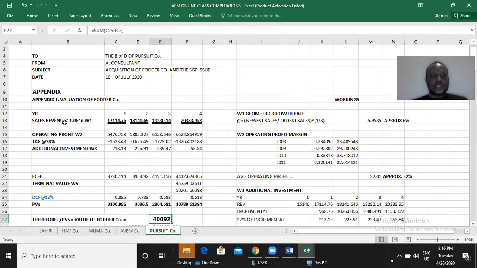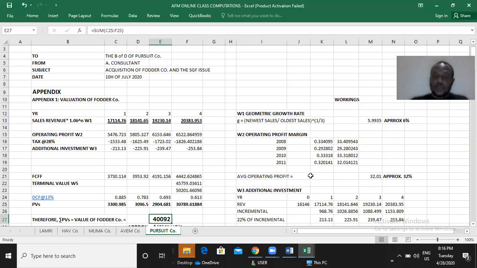We now use that 6% to estimate the growth rate for the next 4 years, after which we also did the operating profit margin. And we found out our average operating profit margin, which is operating profit over sales for all the years, was approximately 32%.